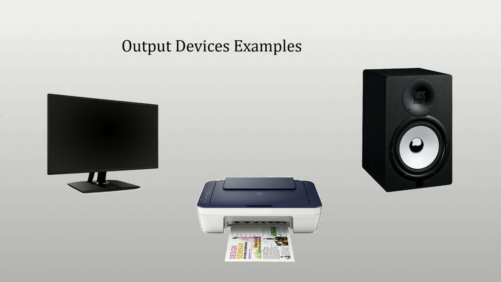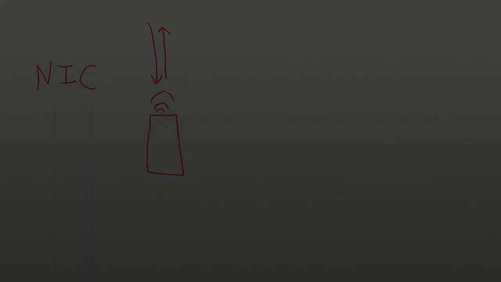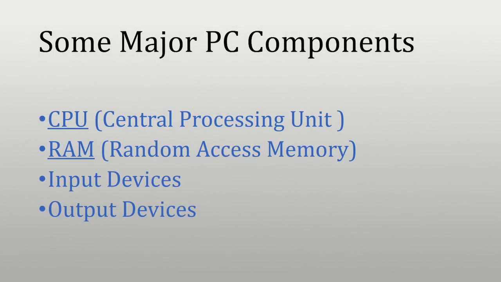There are some devices that are both input and output. For example, a smartphone that connects to the internet has a device inside it called a network interface controller. It's an input device because it lets your phone get data from the internet, and it is also an output device because it lets your phone send data to the internet. In conclusion, we learned about the CPU, memory, input devices, and output devices.